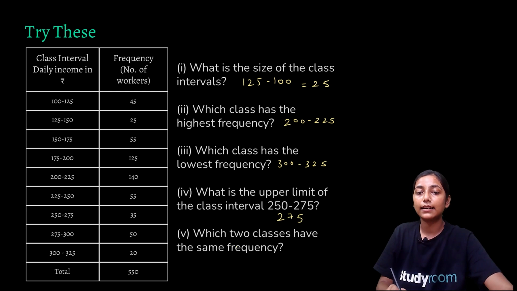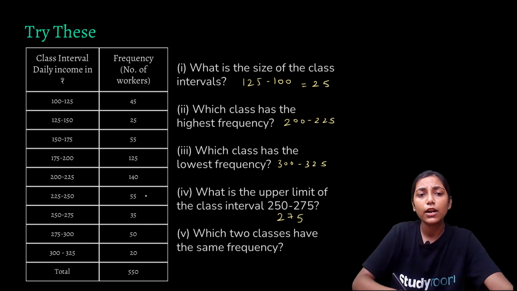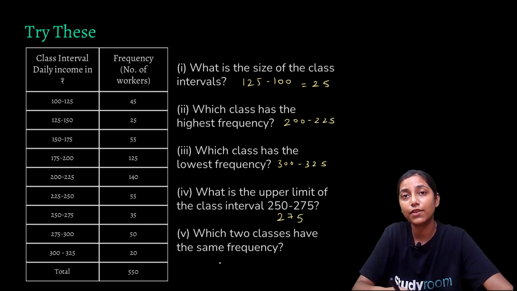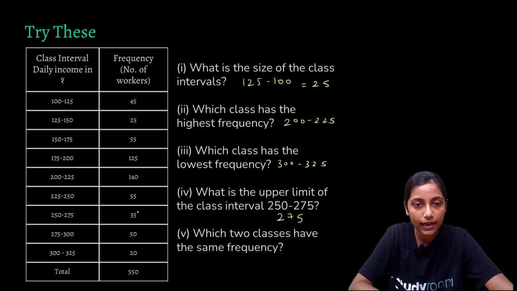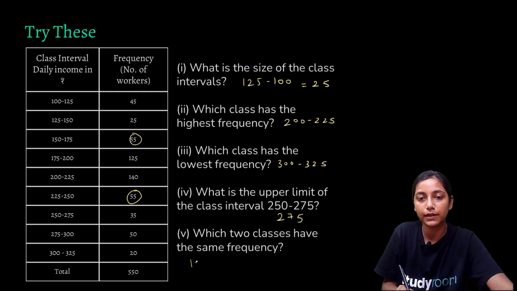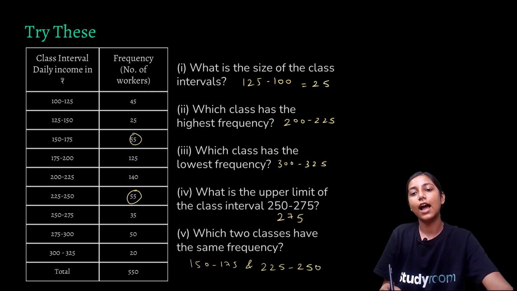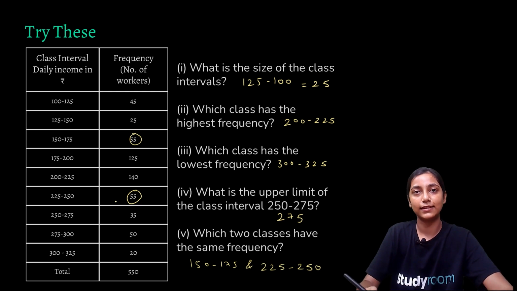The last part here is, which two classes have the same frequency? There are two such classes having the same frequency and we need to find these two classes. You can check that 55 here and 55. Two classes have the same frequency of 55. What are those two classes? The answer will be 150 to 175 and 225 to 250. This is how we solve such grouped frequency distribution questions.